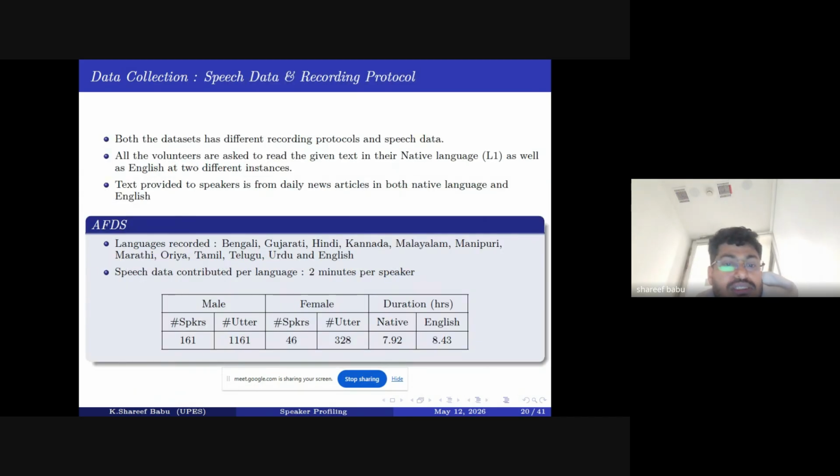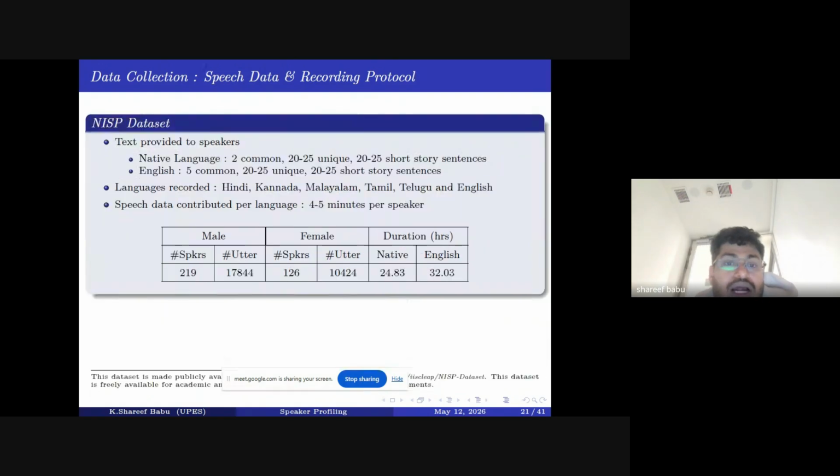This shows in more detail the languages we collected for AFDS, and how many male and female speakers. In total, we have around 17 hours of data from the AFDS dataset, and around 56 hours of data from the NISP dataset.